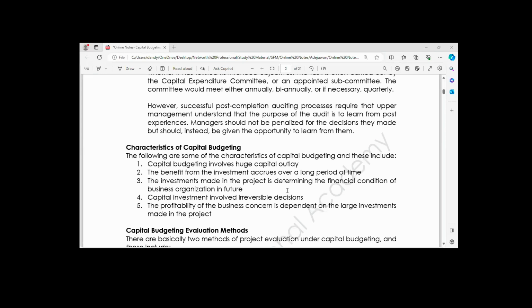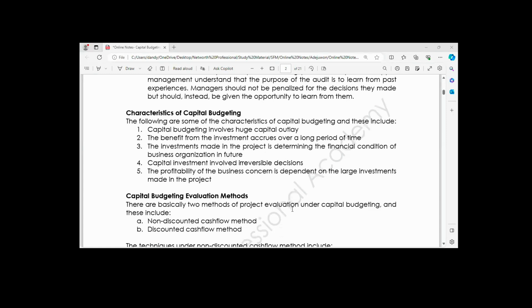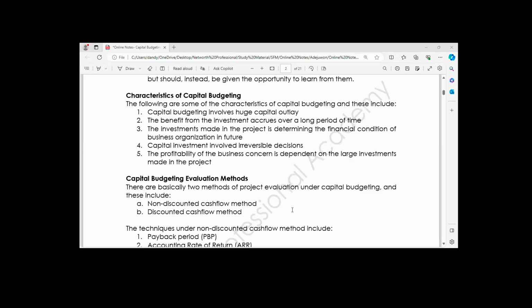There are basically two methods of project evaluation, including one, discounted cash flow method, two, non-discounted cash flow method. When you talk about discounted cash flow method, it is a method of appraisal that considers timing of cash flow and the time value of money.